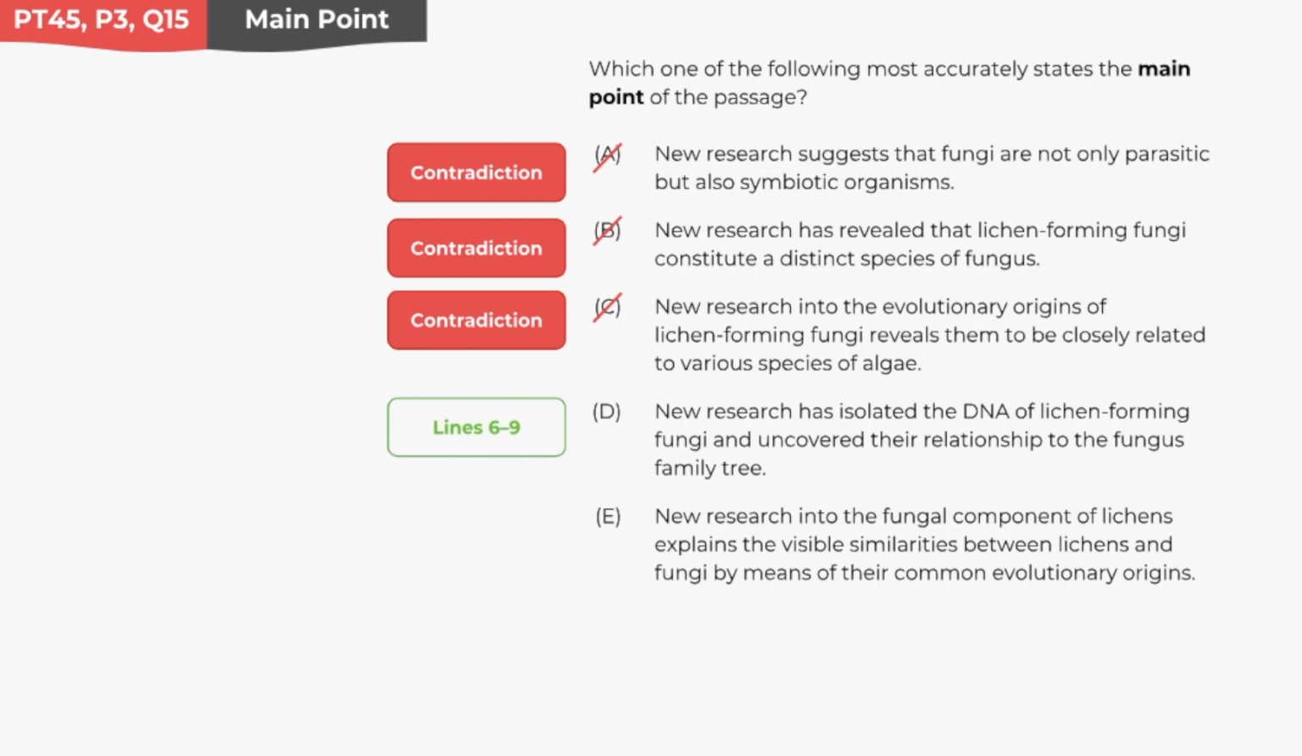Answer choice E says that new research into the fungal component of lichens explains the visible similarities between lichens and fungi by means of their common evolutionary origins. And if you read just a little bit past lines 6 and 9, this is something that was stated within the passage, but it's not the main idea. So we would call this simply too narrow. This is true, but not the main idea of the passage. And that leaves us with answer choice D, which best paraphrases the statement in the passage that we identified as the author's main point.